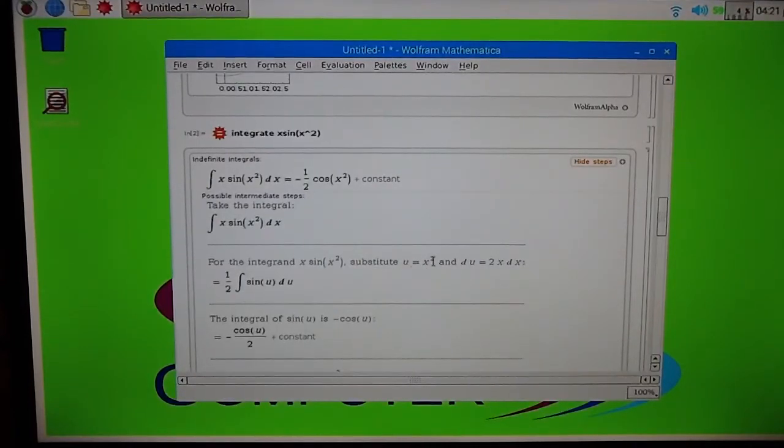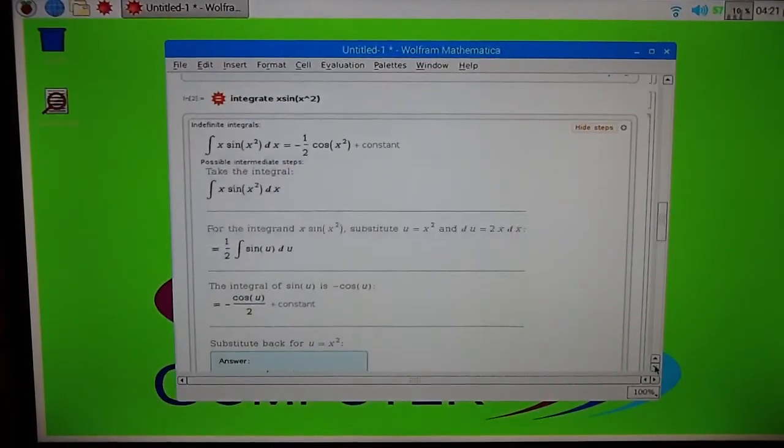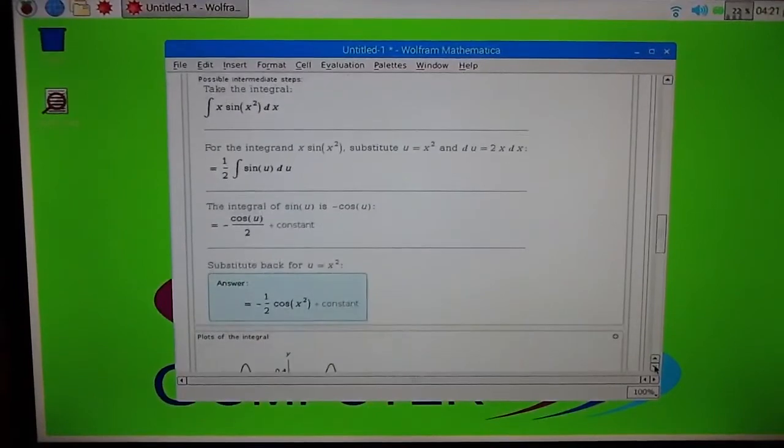But you let u equal x squared, du equals 2x dx, so you substitute. And this integral then becomes 1/2 sine of u. Now, if you know calculus at all, then you know that the antiderivative of the sine of u is minus the cosine of u.